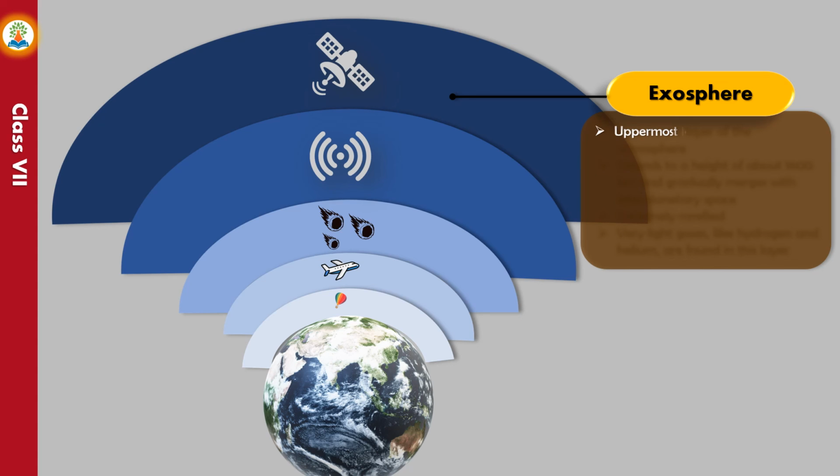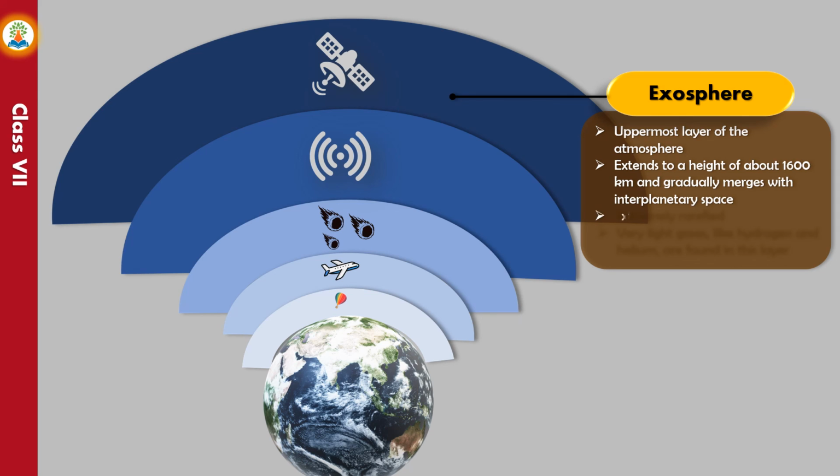Exosphere is the uppermost layer of the atmosphere. It extends to a height of about 1,600 kilometers and gradually merges with interplanetary space. This layer is extremely rarefied. Very light gases, like hydrogen and helium, are found in this layer.